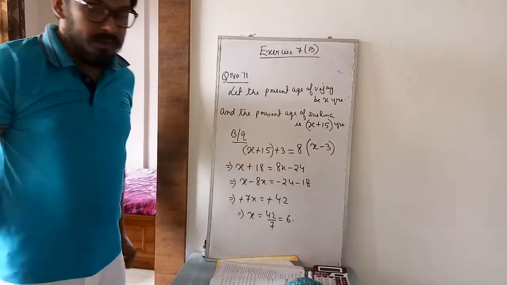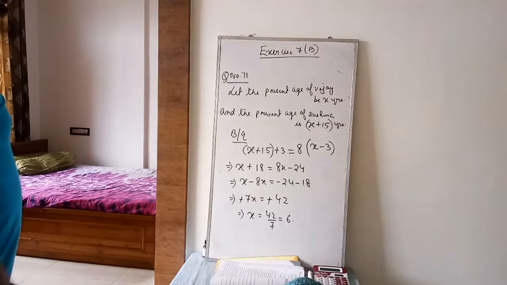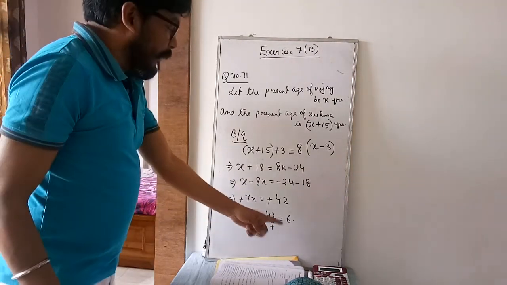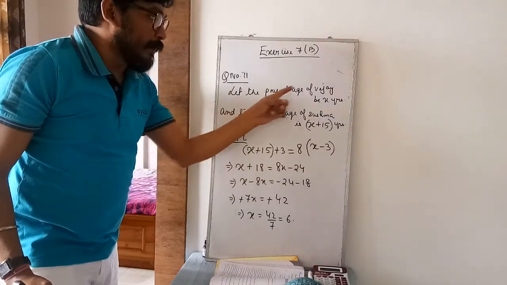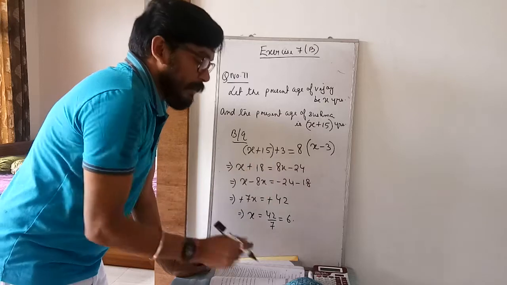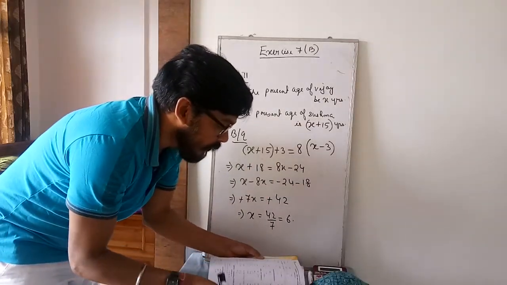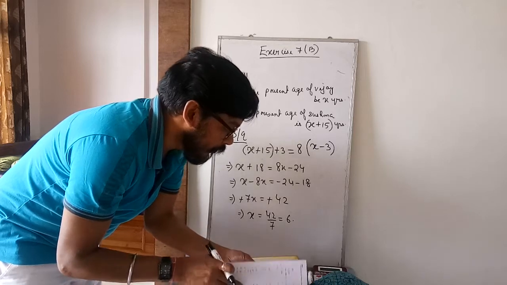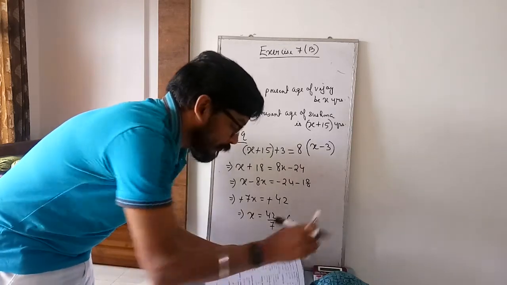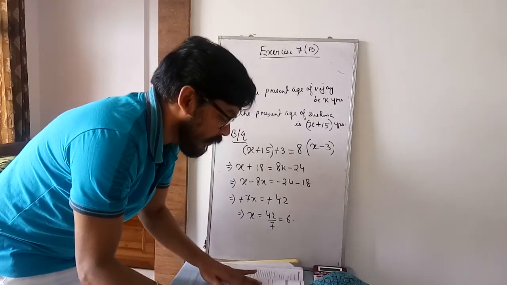So take the screenshot. After getting the value of x, your last statement will be therefore the present age of Vijay is 6 years and the present age of Shushma is 6 plus 15, it means 21 years. Let me check the answer. 6 and 21 years. Okay.